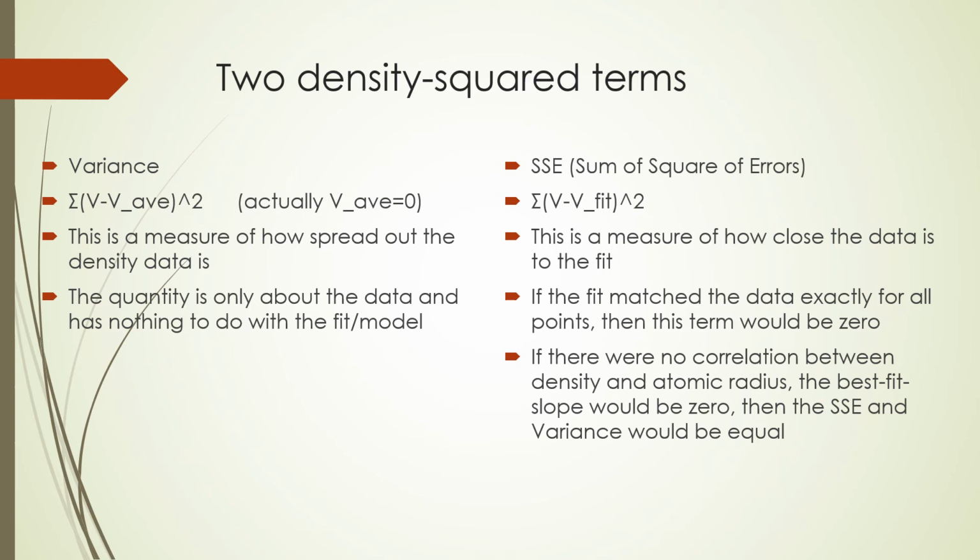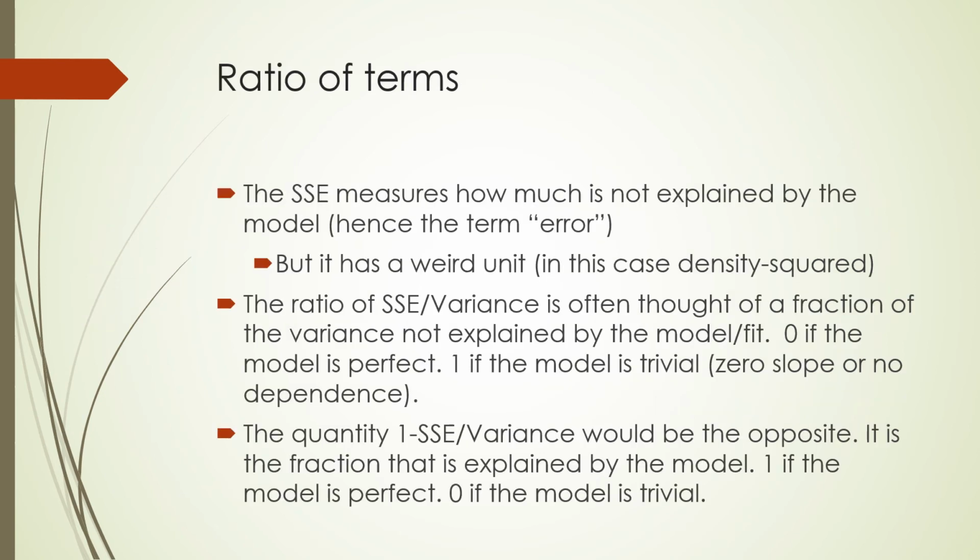If there were no correlation whatsoever between the density and atomic radius, if they had nothing to do with each other, then the best fit slope would be 0, and that v fit would be 0. Remember, it was just m times u, so if m is 0, it's 0. We would recover v squared, and in that case, the SSE and the variance would be equal. So we have these two density squared terms. The variance, which is the spread of the data and has nothing to do with the model whatsoever, and the SSE, which is about how the data and the model fit one another.